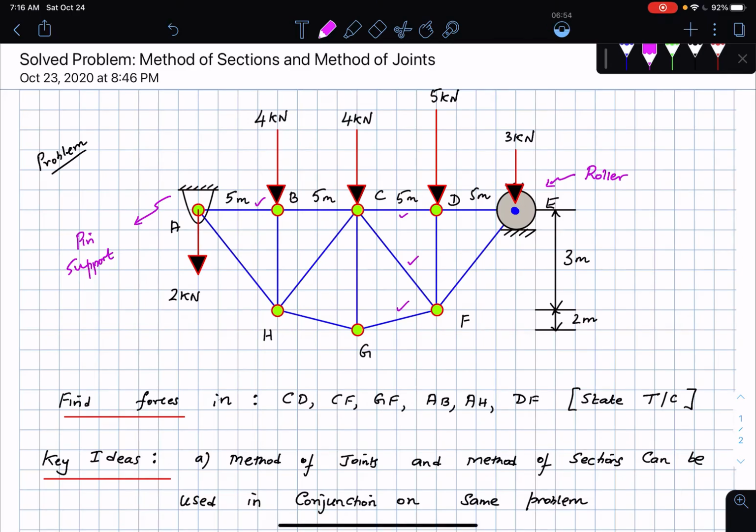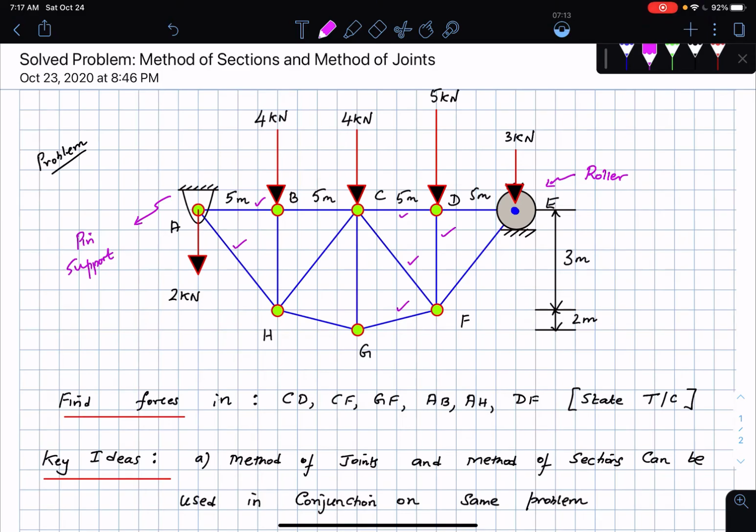So this is AB, this is what I need. Then I need AH, and then I need a DF. Okay, so my strategy is I will pass a section through CD, CF, and GF, which means I'm passing a section through no more than 3 members of the truss.